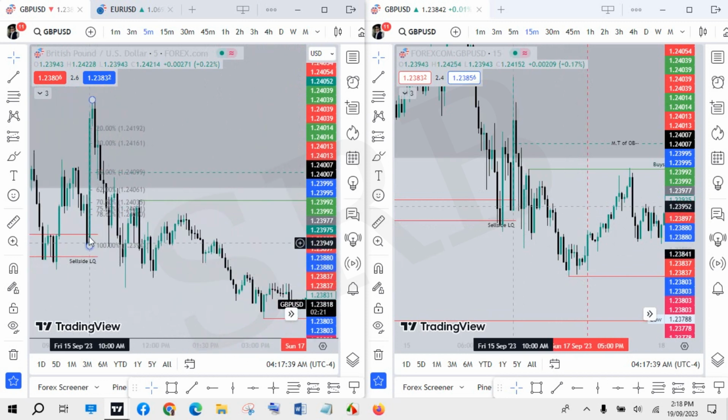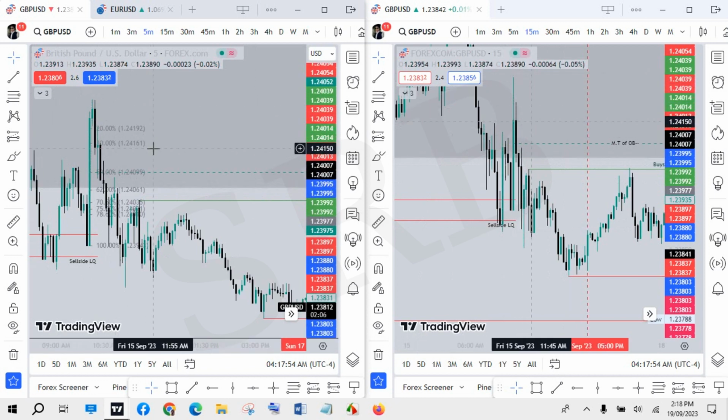We can see this big up close candle. The last up close candle before the downward move is a bearish order block. If we take that whole range, actually we took it a little too low, so if we take the whole range and divide it in half, that is the mean threshold of the order block, 1.2409.